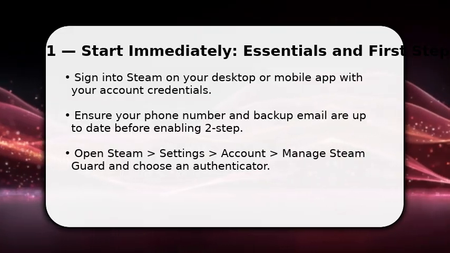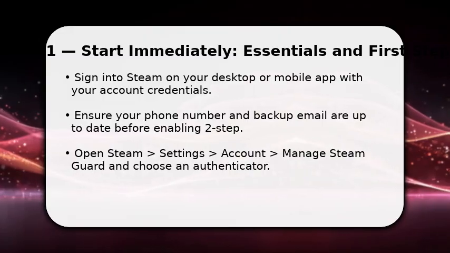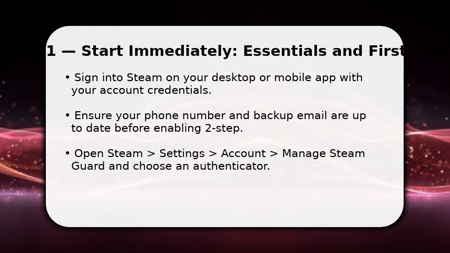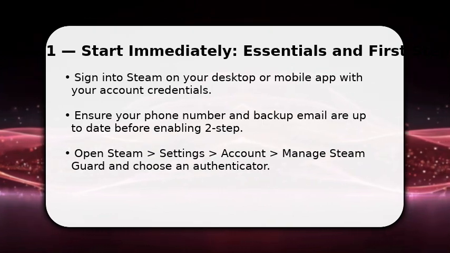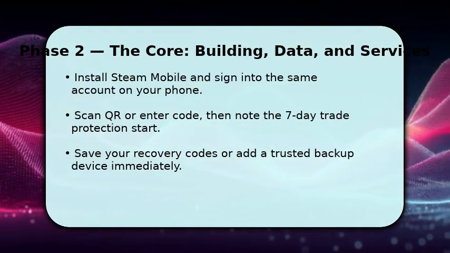Next, select the Mobile Authenticator option for the app method, or choose email codes if you prefer. Start the setup now. Do not skip verifying your contacts. You should install the Steam mobile app and sign into the same account. This pairs your phone as the authenticator.